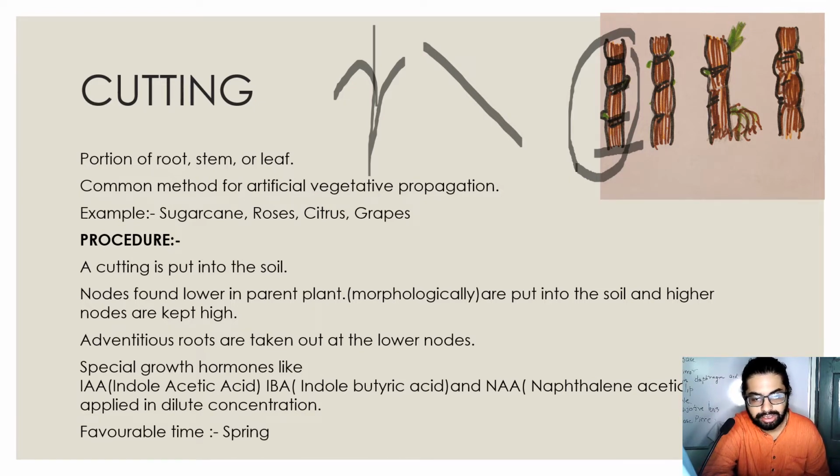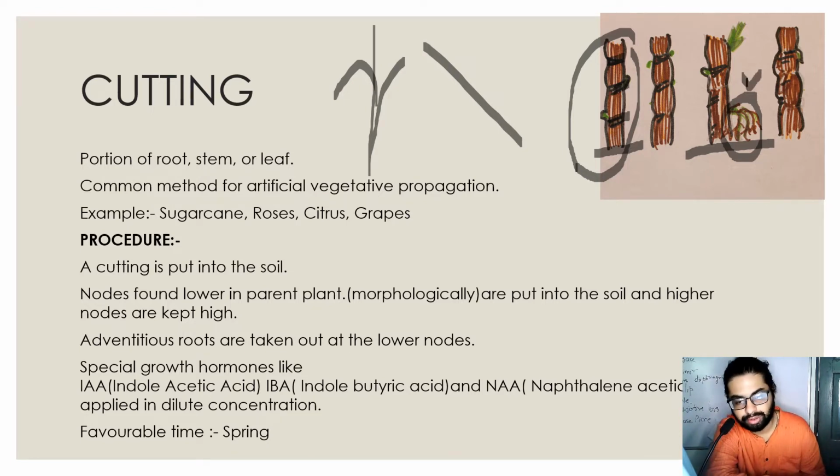And in order to firmly attach to the ground or the soil, these cuttings will develop adventitious roots to attach to the soil, but these roots are taken off from this cutting portion of the parent plant. Why? Because if these adventitious roots are not taken out, then this will prevent the germination of the new buds.